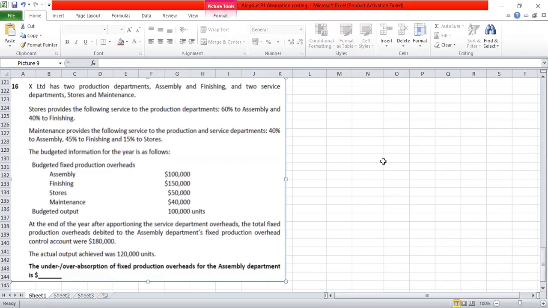Are you aware of how production department and service department overheads are charged to production department overheads? Did you ever learn the apportionment of service department overhead costs to production departments? You have to respond, then I can teach that and go ahead explaining this one. Please respond. Okay, done.